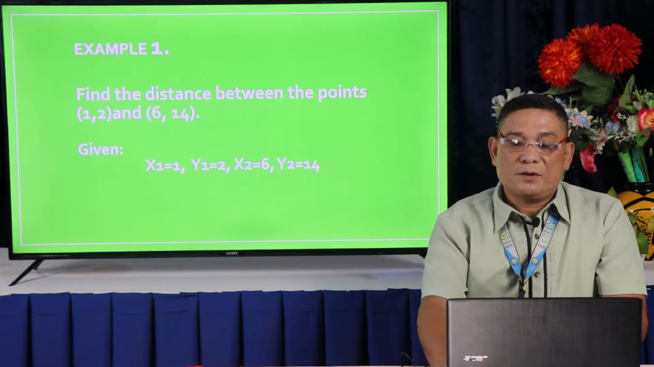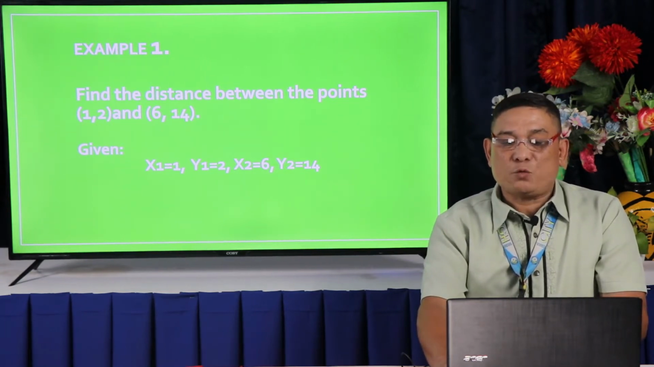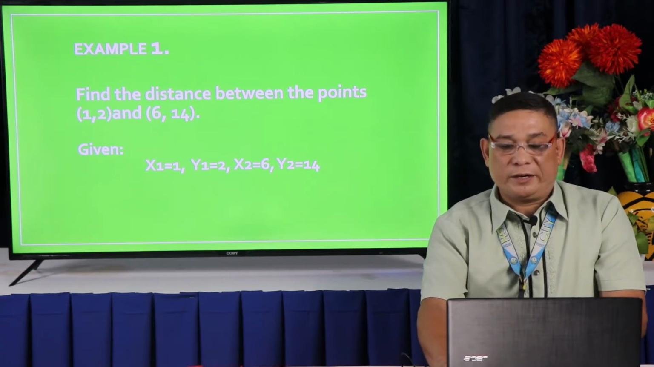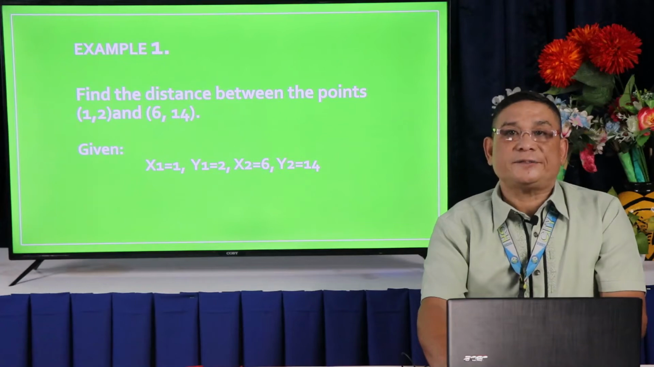Example number 1. Find the distance between the points (1, 2) and (6, 14). Given x sub 1 equals 1, y sub 1 equals 2, x sub 2 equals 6, y sub 2 equals 14. How do we find the answer?